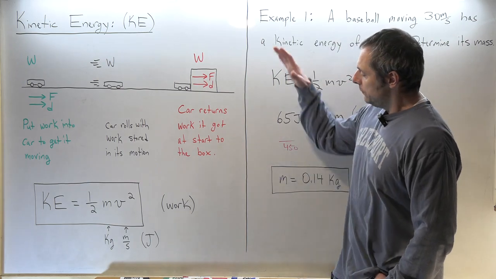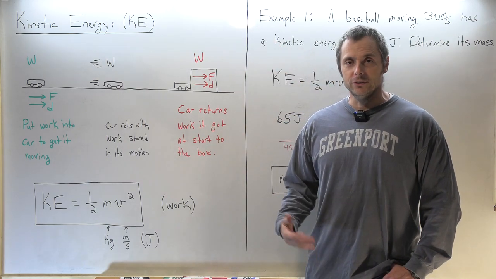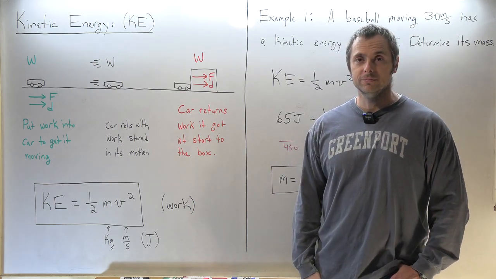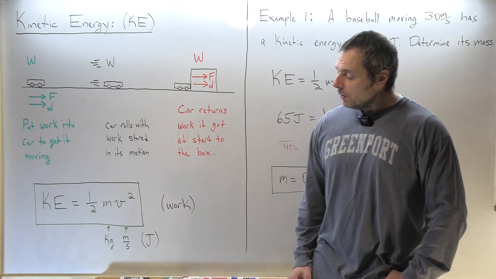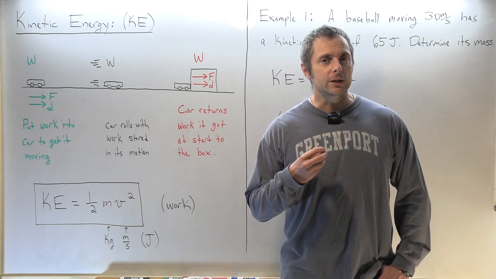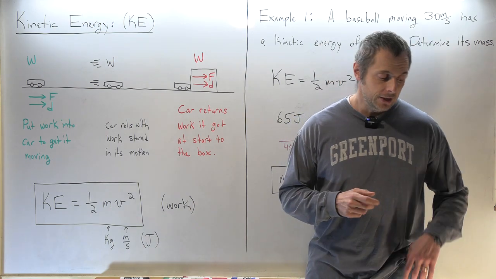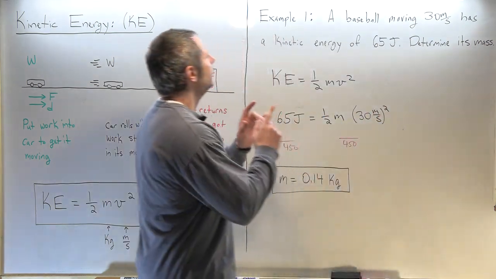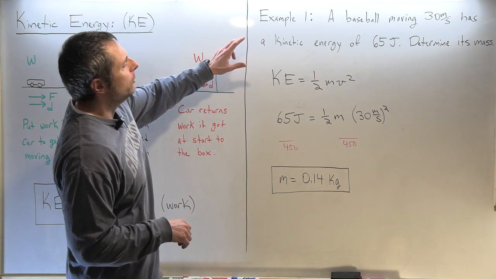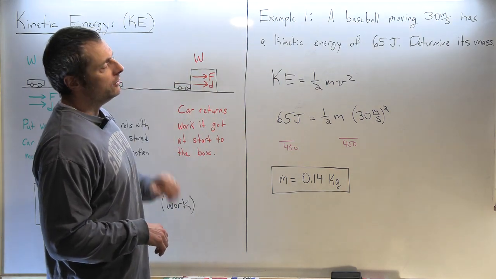All right, if you haven't caught up, I'll give you a moment to catch up by pausing here. What I'm going to do is a couple of examples with this formula, and then we're going to learn yet another formula before we leave today: thermal energy, or heat energy. That's coming up. All right, let's take a look at example 1. We've got a baseball moving 30 meters a second, with a kinetic energy of 65 joules. Determine its mass.